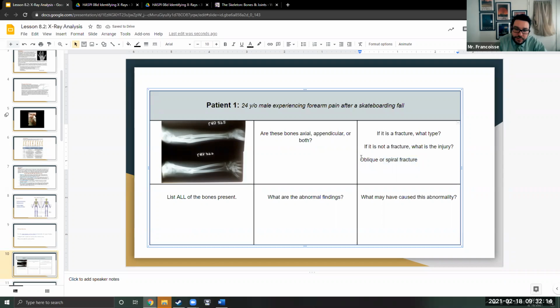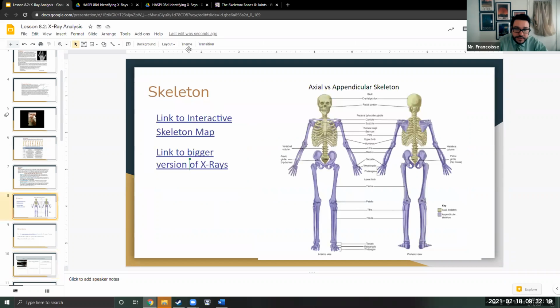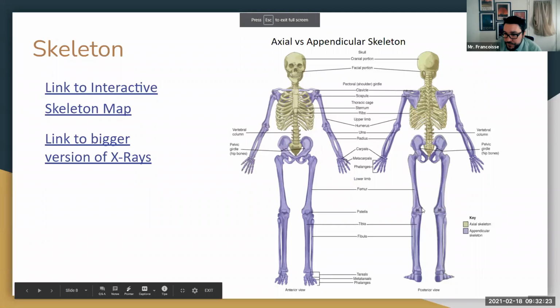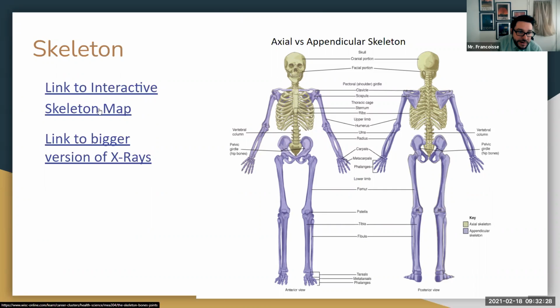So we have an oblique or spiral fracture. We're talking about the arm, right? So let's look at this here to figure out what kind of skeleton we're looking at. It may be a little bit hard to see here, so let's go to the interactive skeleton map.